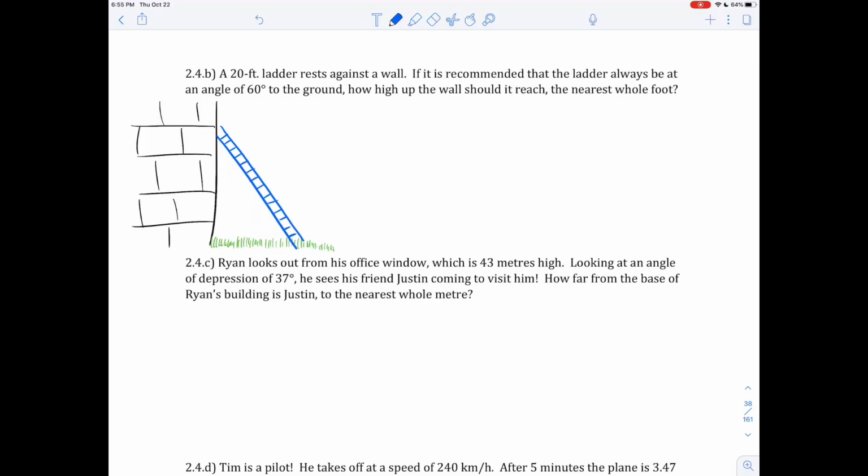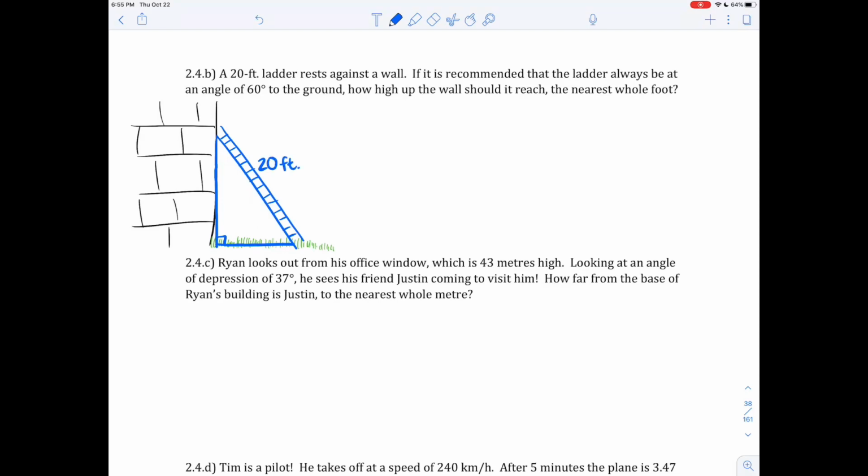All right. So what do we know about the situation? Well, we could see, hopefully, that there is a right angle triangle that's formed between the wall and the ladder and the ground. Now we could start labeling some of the information that we know. Well, we know that the ladder itself is 20 feet long. So the ladder here is going to be 20 feet.